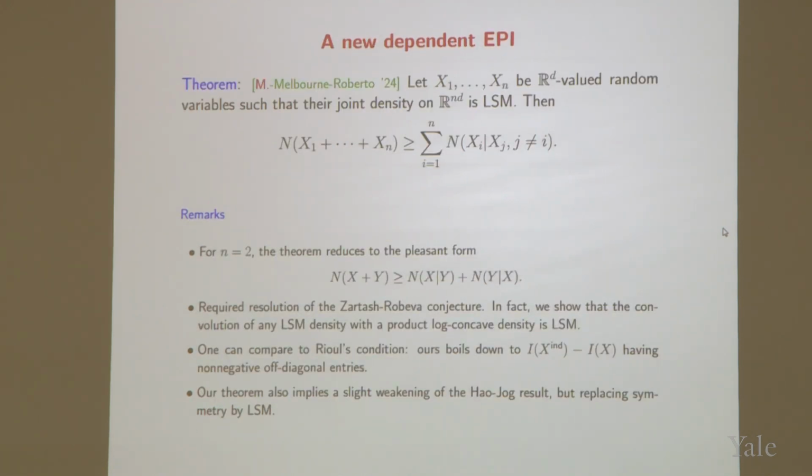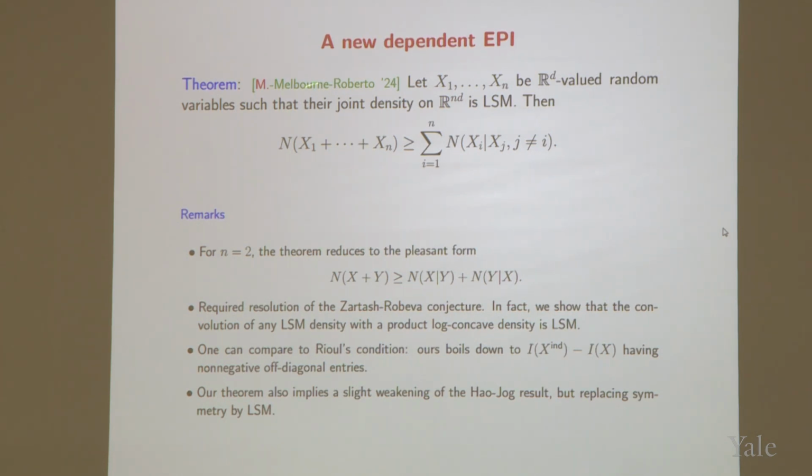So that brings us to this new result with James Melbourne and Cyril Roberto, which says that if you have random vectors in R^d such that their joint density is log supermodular, then you have this conditional entropy power inequality, which says that the entropy power of the sum is greater than or equal to the sum of the conditional entropy powers of each marginal conditioned on all the others. For n equals 2, this theorem reduces to this form, where instead of having the entropy power of x and the entropy power of y, we just have these conditional entropy powers. And as I mentioned before, these conditional entropies are always less than or equal to the unconditional entropies. So this gives us a weaker lower bound than what we would have in the independent case, but that's natural.